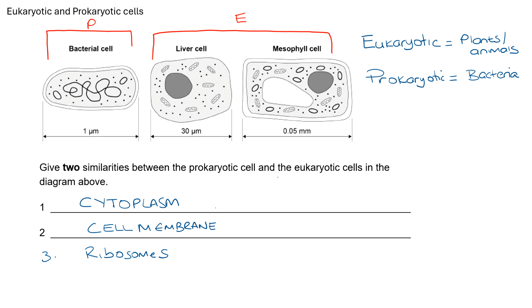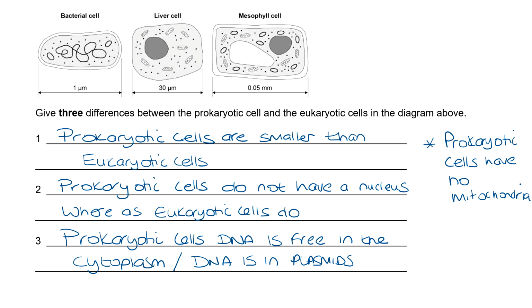There are three differences, so make sure you can recall those three differences off by heart. Just by looking at the images, you can see that they all have cytoplasm, they all have a cell membrane, and thirdly, they all have ribosomes, which are indicated by these small black dots in all three cells. You also need to know the four differences between a prokaryotic and eukaryotic cell. So you can stop the video and recap the differences in your own time. This question only asks for three, but there are four differences.